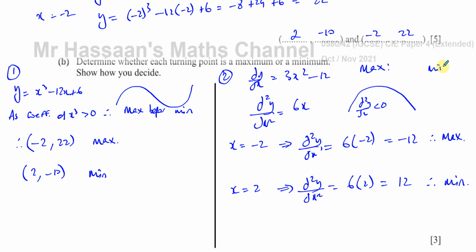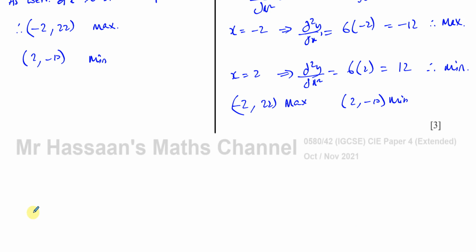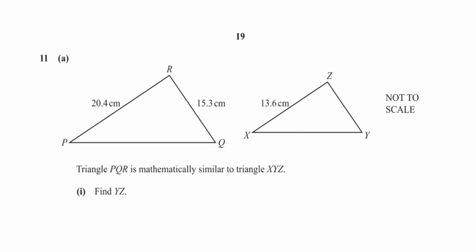And when you have a minimum, it looks like this. We can see that the gradient is going from negative to 0 to positive. It's a negative gradient at first, ends up positive. So d squared y dx squared is greater than 0 when you have a minimum point. So we can say here that minus 2 and 22 is a maximum, and 2 and negative 10 is a minimum point. And there's the answer to part B, and I think that's the whole of that question. Yep, that's question 10 done.